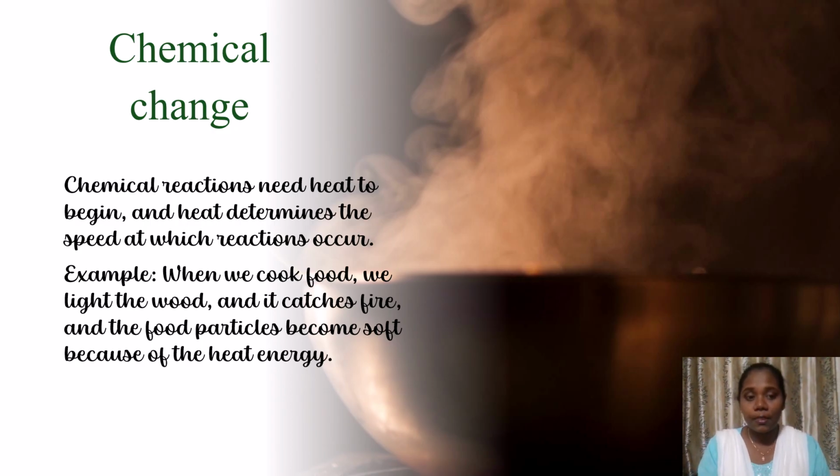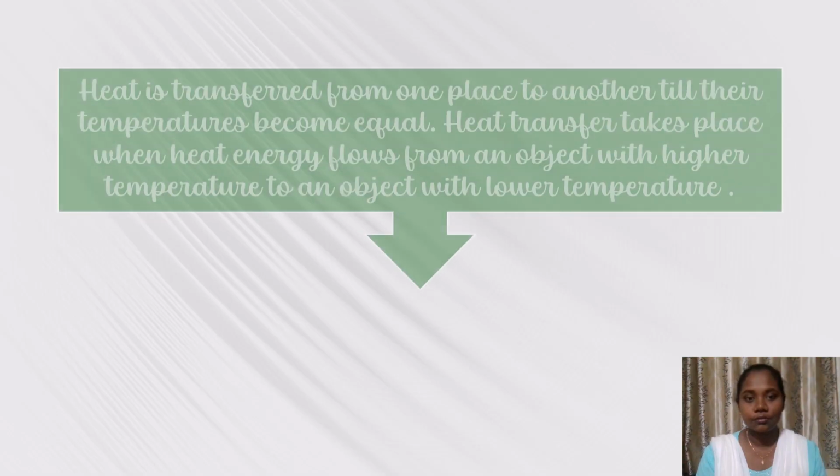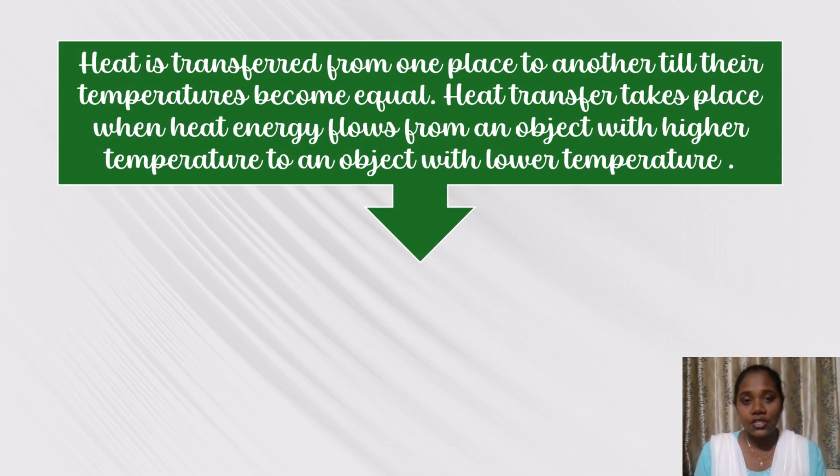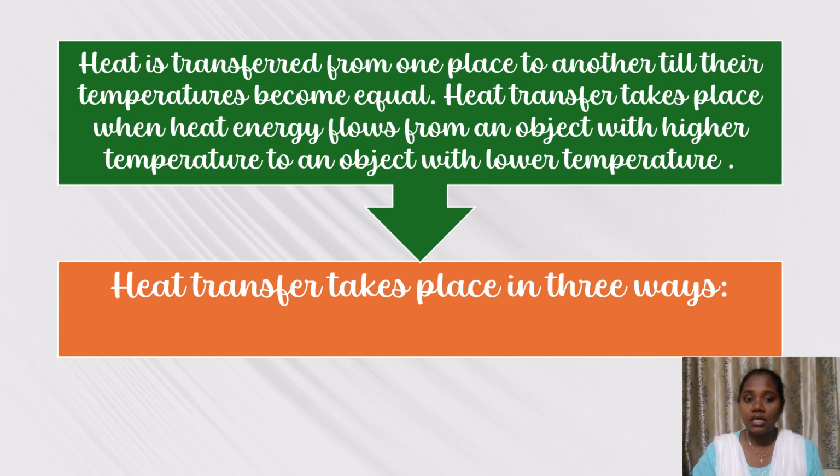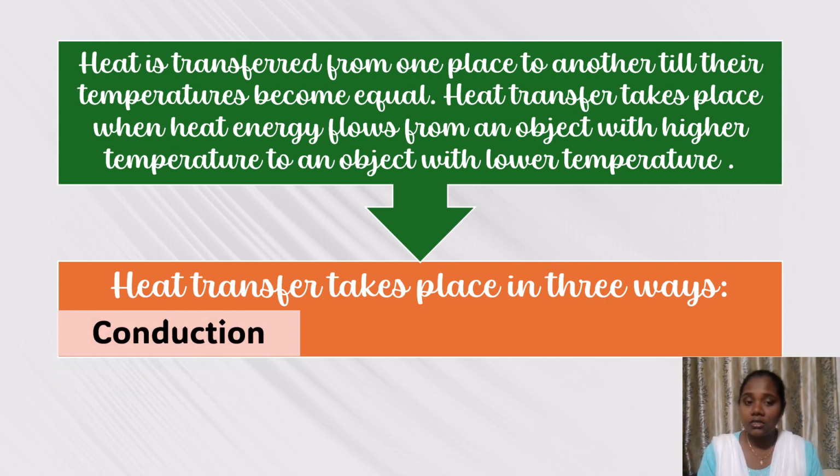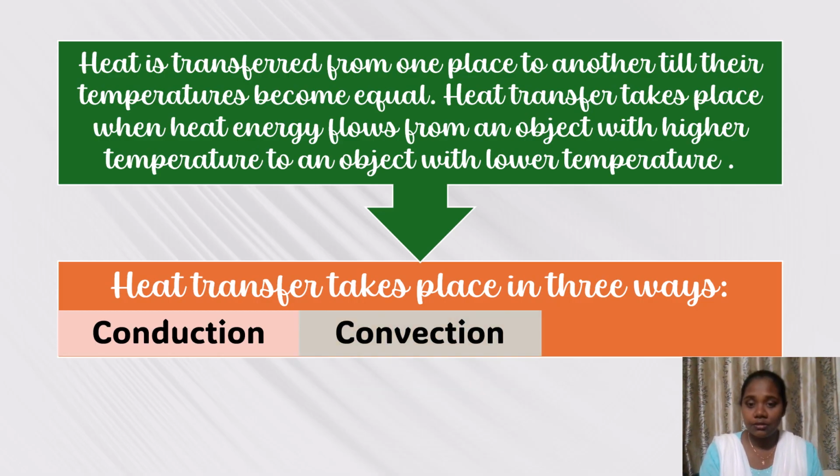The heat is transferred from one place to another till their temperatures become equal. Heat transfer takes place when heat energy flows from an object with higher temperature to an object with lower temperature. The heat transfer takes place in three different ways. They are conduction, convection, and radiation.